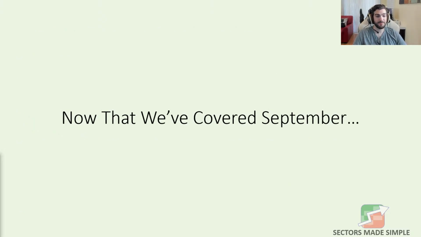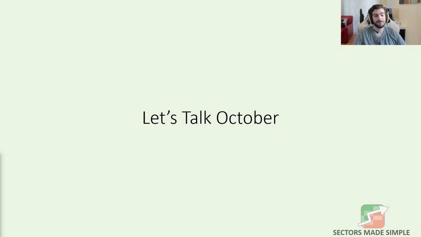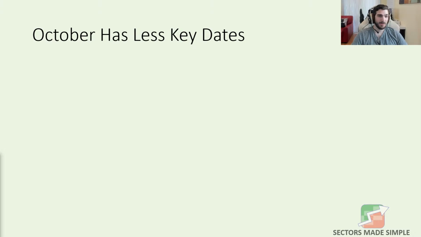So now we've covered September. Let's talk about October. Back in September, we had a number of key dates that we got to follow. We had the FOMC meeting, we had the end of quarter 3 rebalancing, and we also had the triple witching week or quadruple witching week.